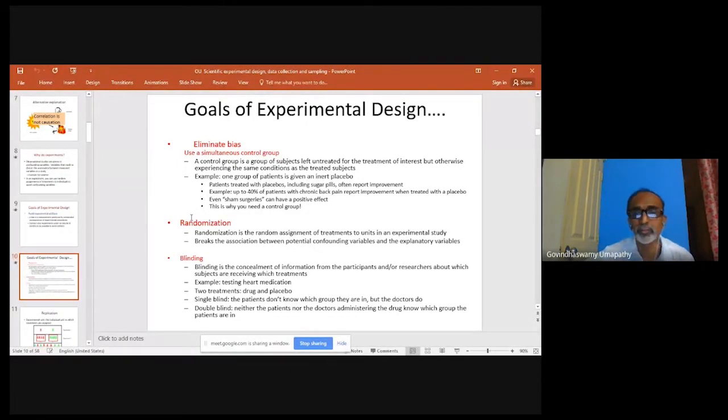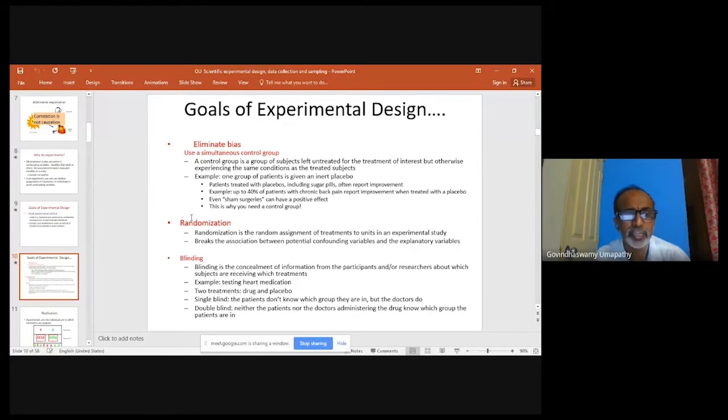Corona, for example: many people, there are so many treatments, so many things happening. Many times people think that this particular chemical drug is treating a particular virus, but it may happen by some other effect, not because of the drug. So we should be very careful. Even sham surgeries can have a positive effect. This is why you need a control group. The control group is maintained perfectly so that one can really avoid any bias.